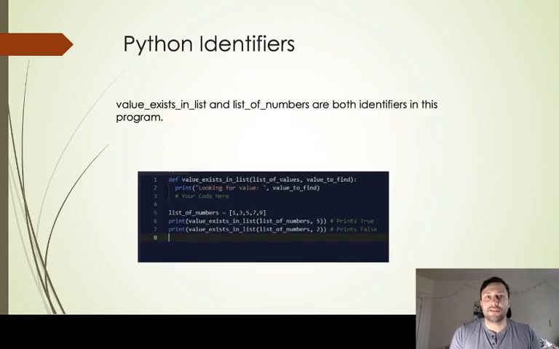So if we look at this code snippet from earlier, I think it was the first problem we did, the identifiers are value exists in list, lists of values, value to find, list of numbers. Those are all identifiers. They're words we made up to differentiate between several different elements of the program. The words def and print are actually built-in keywords in Python, and those have a very specific meaning.